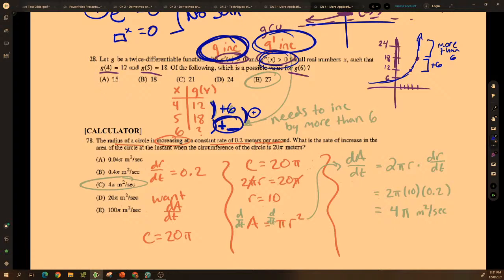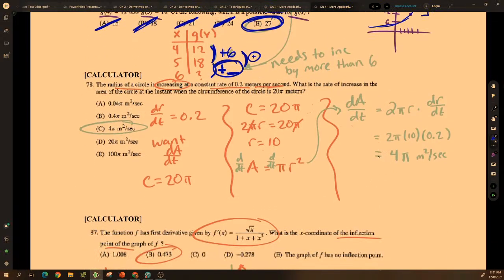Well, when I look at these values, A would have decreased. 18 to 15 decreases. B would have stayed constant. C only went up by 3. We want to go up by more than 6. 24 goes up by 6, but we want to go up by more than 6. 27 is the only one that goes up by more than 6.